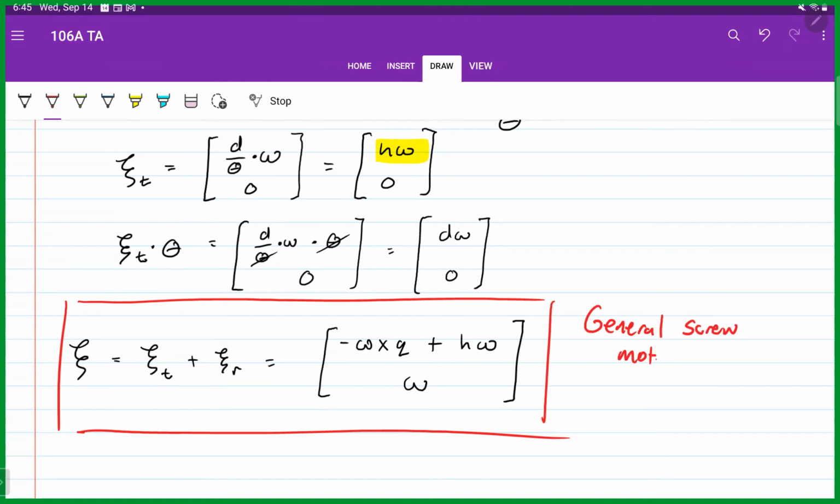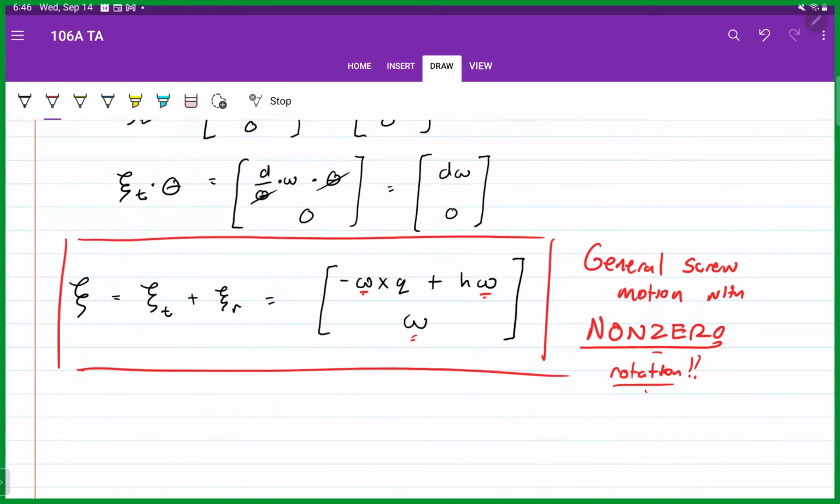Screw motion with non-zero rotation. Okay, so bear in mind, there is always some rotation happening here. If we had zero rotation and omega was just equal to 0, this formula wouldn't work, right? Because omega would drop out to 0, this would drop out to 0, this would drop out to 0. We would end up with a 0 vector, which doesn't give us anything useful, right? So for the case of non-zero rotation, this psi will give us everything we need.